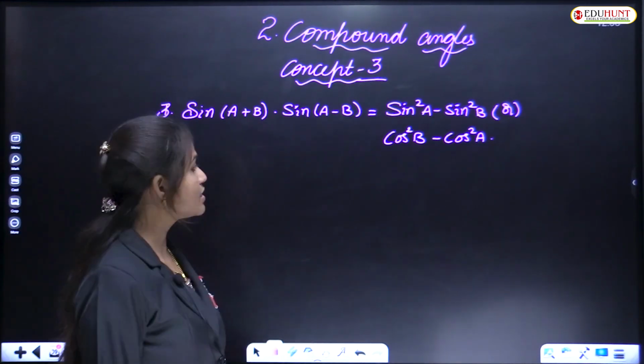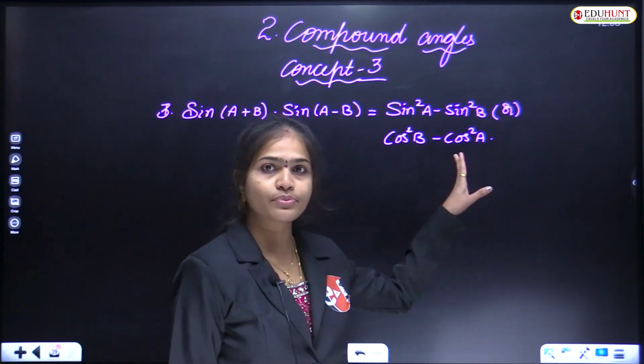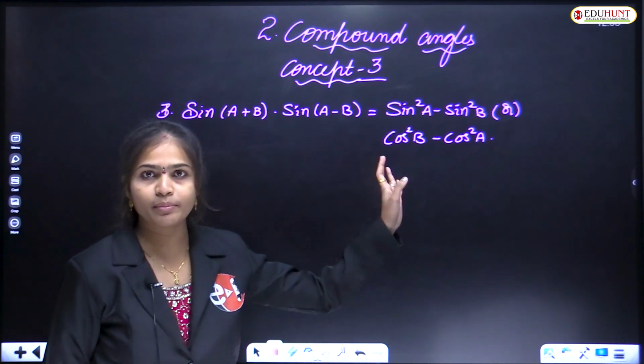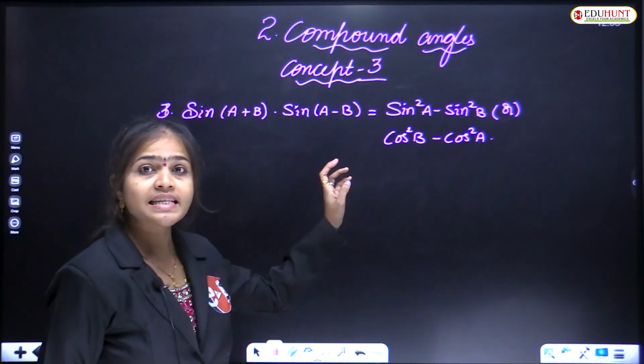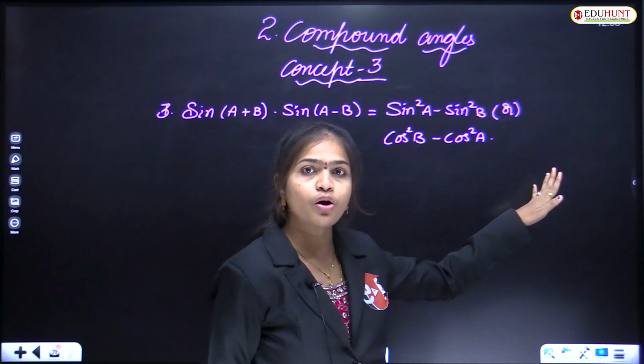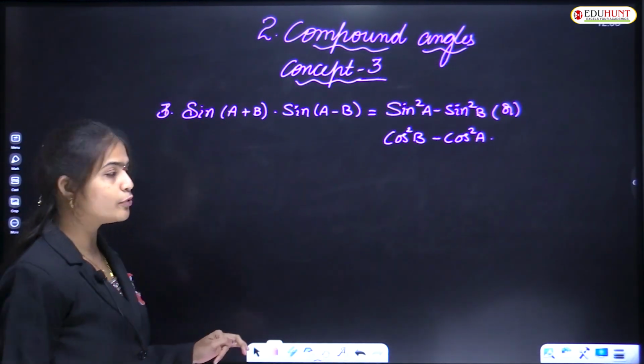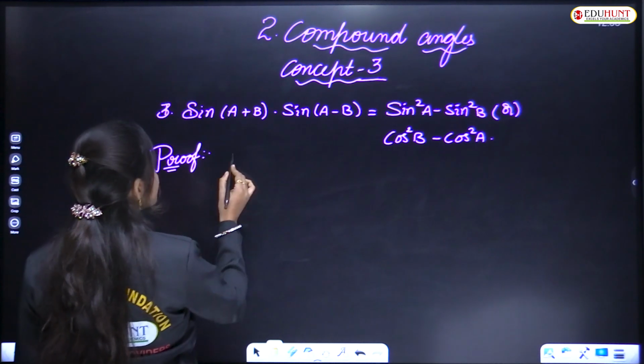Here also we have two formulas for this one. What are those? Once again: sin of (a plus b) into sin of (a minus b) equals sin square a minus sin square b, or cos square b minus cos square a. Okay, so let us see the proof.